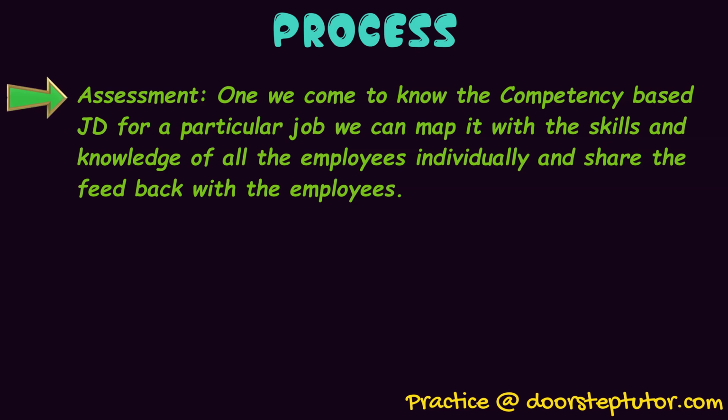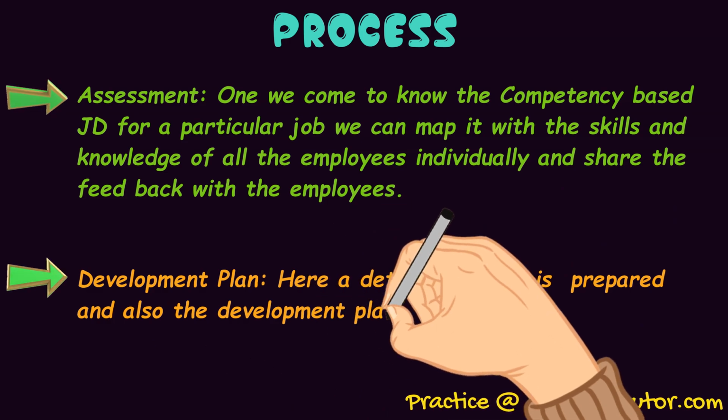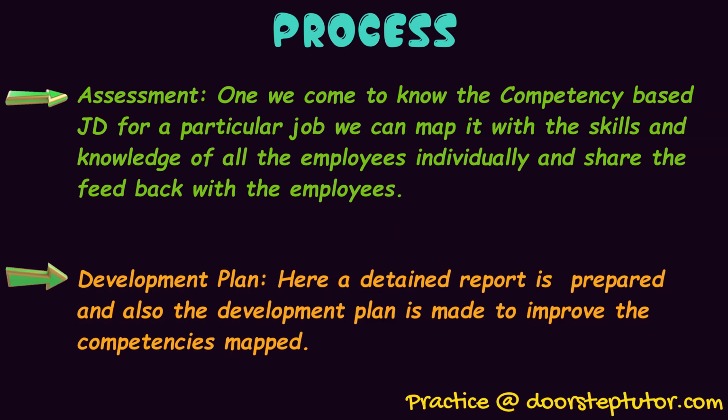For example, I'm working in a finance department, and it is found that my job abilities or skills are not matching with the competency based JD, then I can switch to the marketing department if I prefer. So if I say that I like marketing more than finance, then marketing, or HR, human resource. Then the last one is the development plan. After this is done, we have to prepare a detailed report on this, and also the development plan, so as to improve the competencies which are mapped, right?